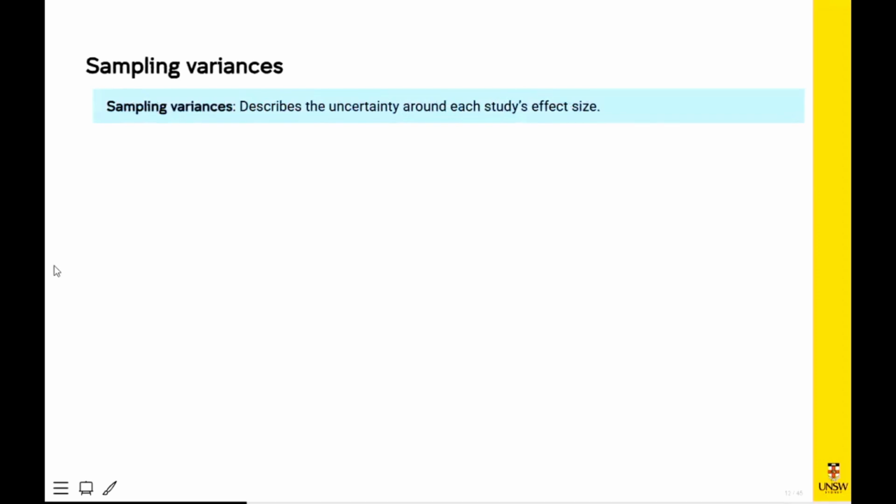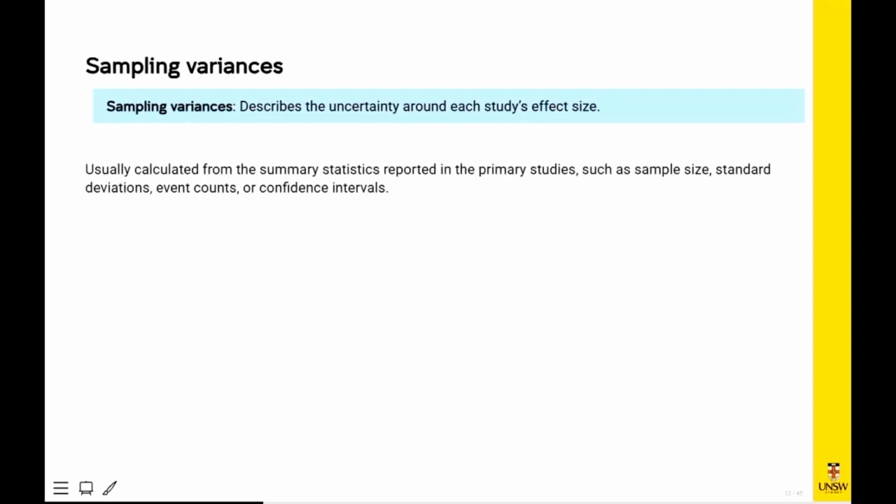Now, sampling variances, this is a really important concept to understand when you are doing your meta-analysis. These describe the uncertainty around each study's effect size. Almost every talk that we've had talked about how you get an estimate and then there's some variability around that estimate in our sample, and that's what we're talking about here. Statistics is really about looking at the variability in our sample and quantifying that uncertainty. So when we're doing a meta-analysis, these sampling variances are calculated from the summary statistics that are reported in the primary studies. We need information like sample size, standard deviations, and event counts if you've got binary data. And we can also use confidence intervals in order to estimate sampling variances.